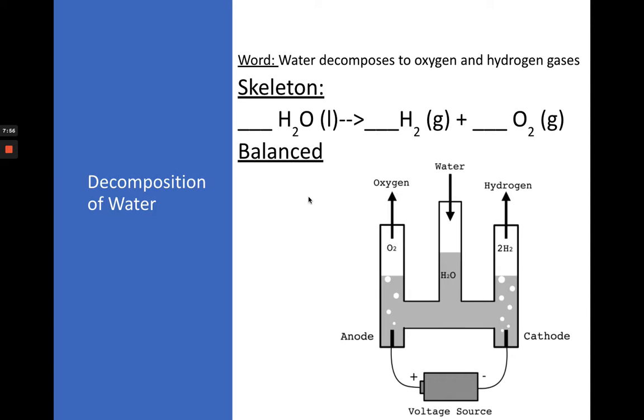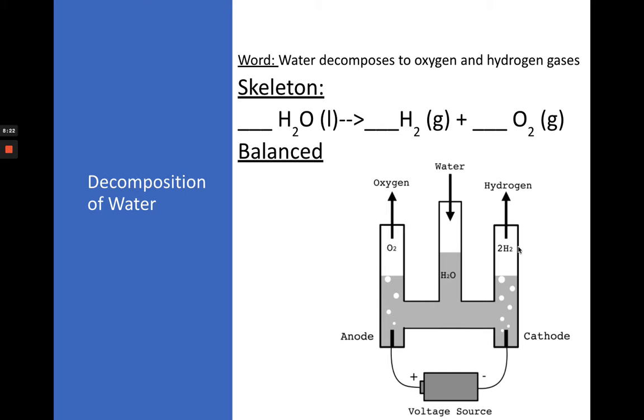So again, you need to write the correct formula for the skeleton. And the skeleton, the formula for water is H2O. You need to remember that hydrogen gas and oxygen gas are both diatomics, so their correct formula would be H2 and O2. We then add the lines in the front for the coefficients. That's our skeleton that is not balanced but has the correct formulas. And then we're going to need to balance it.